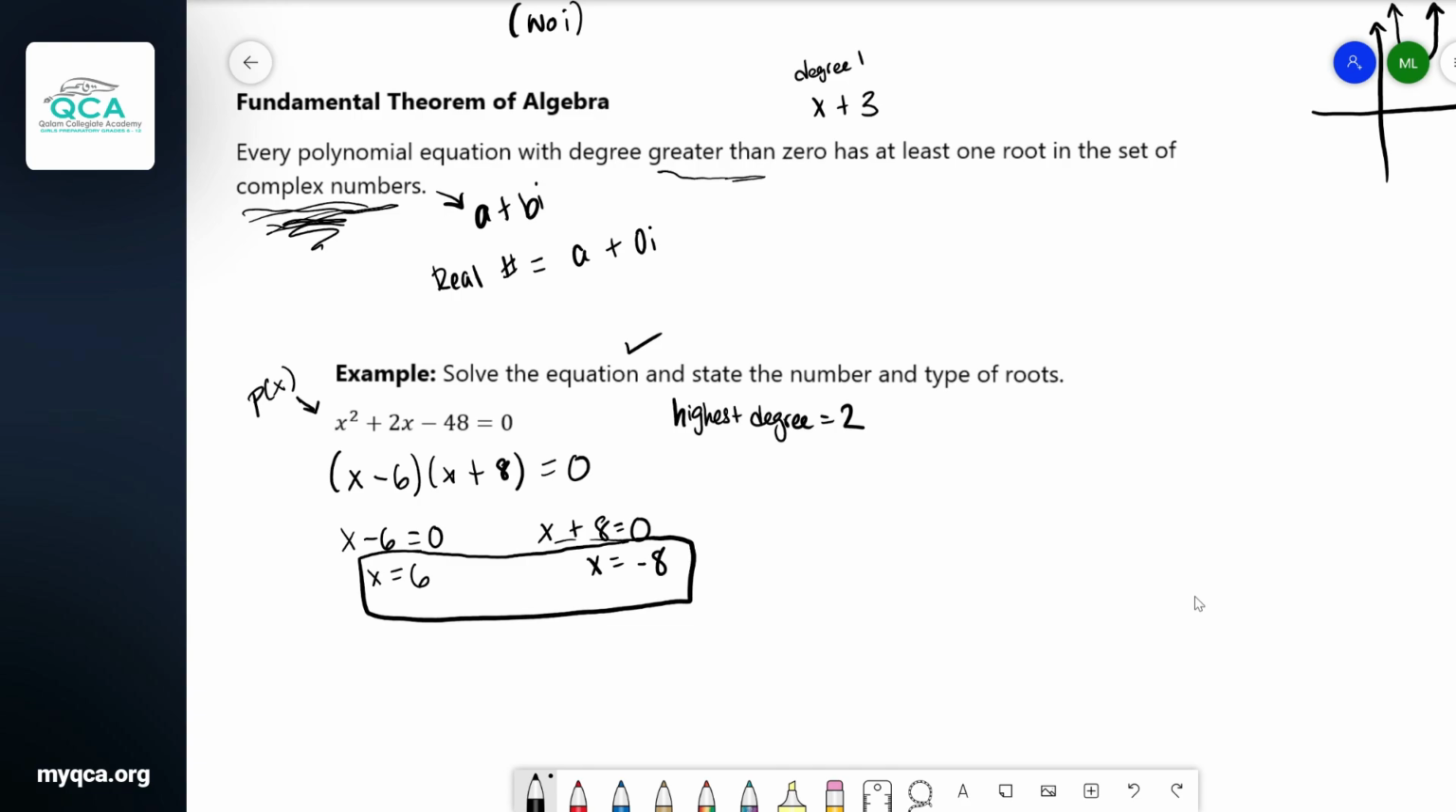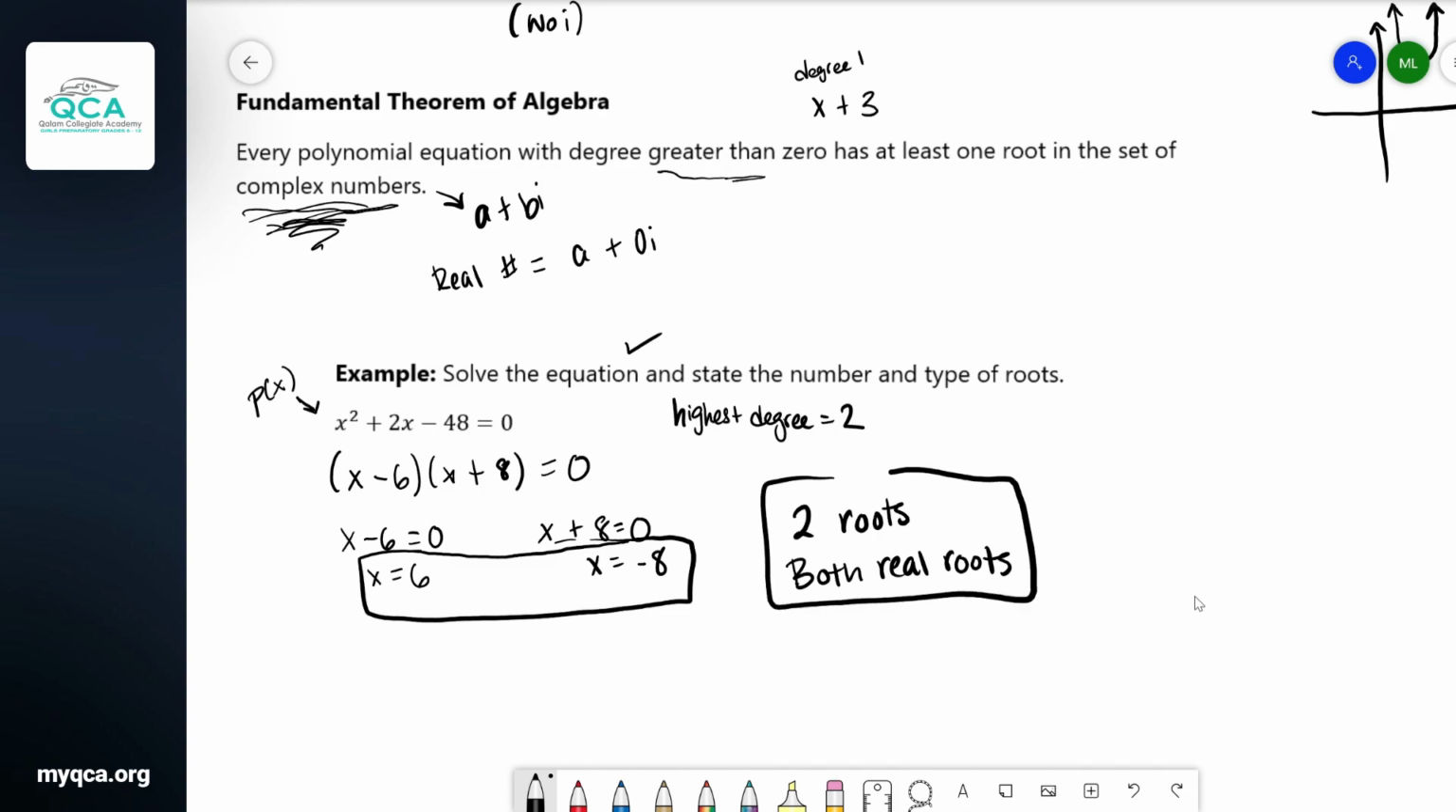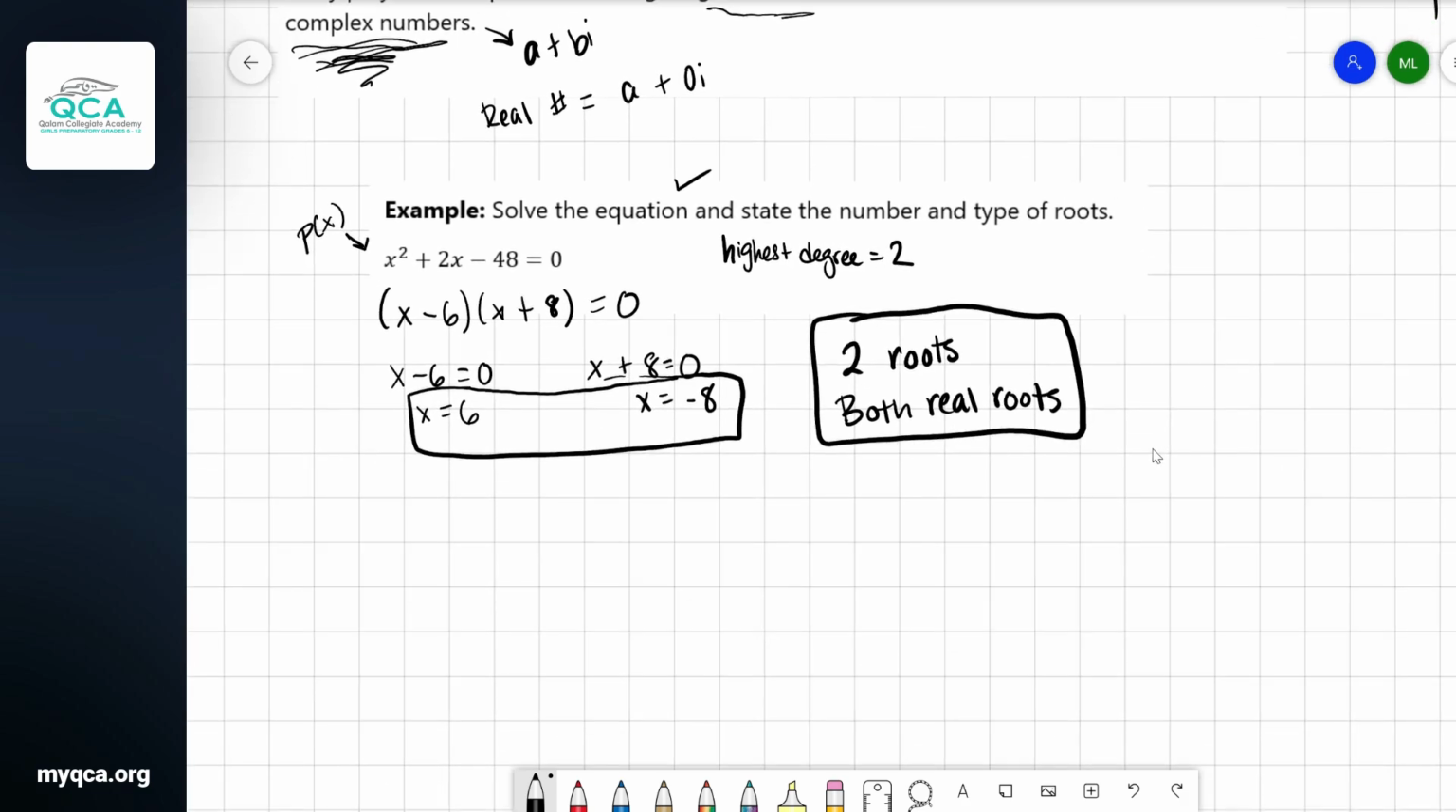So we have two roots. And what type of roots are these? Well, this is just like a number plus 0i. So they are both real roots. And this would be our final answer, and you would box that. Right, so that was an example.